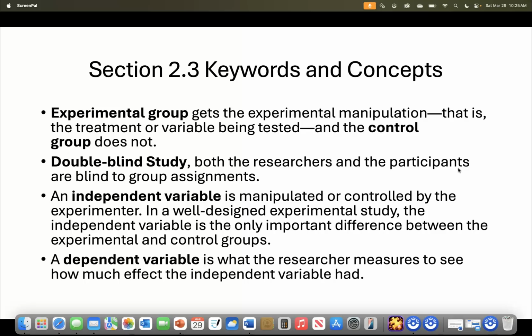So now we're moving into more how actual psychological experiments work and the ethics involved in that. So let's learn a little bit more about these things.